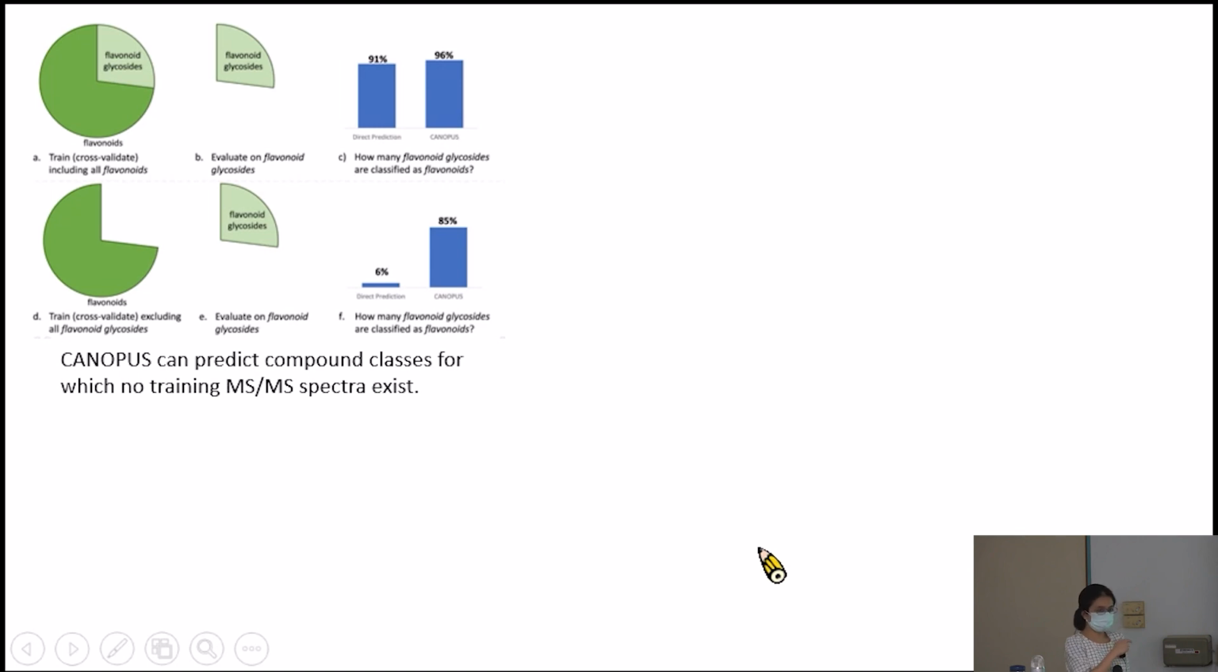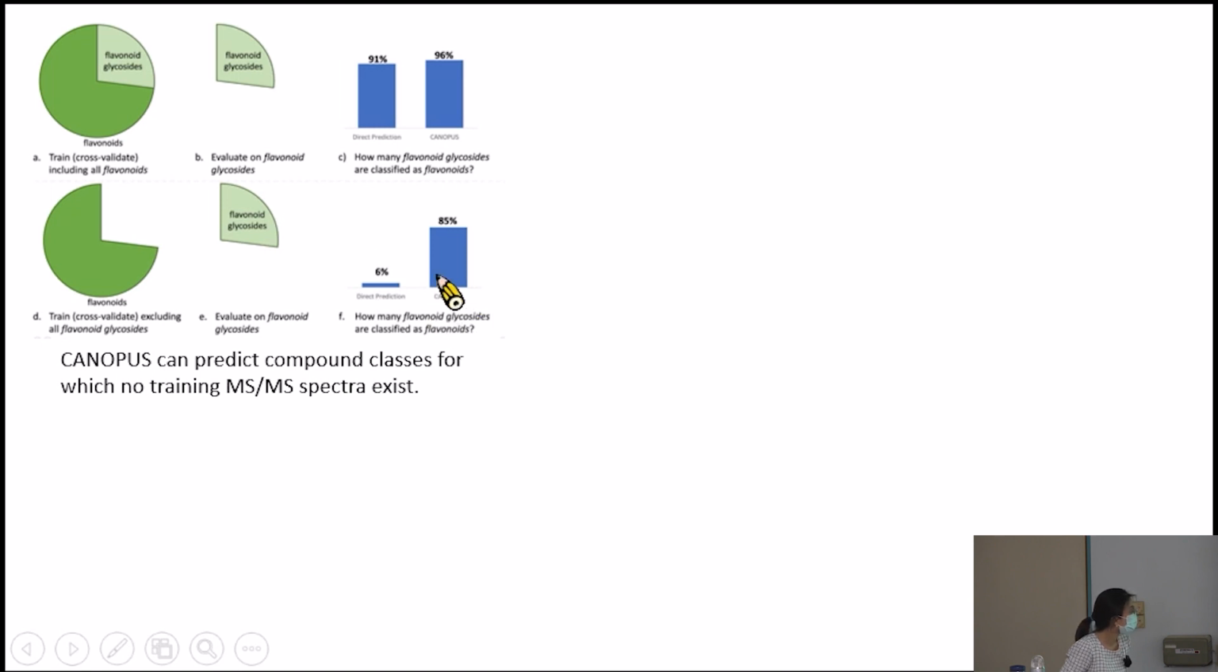But one of these tools shows a tremendous improvement in identifying the metabolites that did not show up in the library. In other words, what they did is they removed the compounds of the flavonoid glycosides. They removed these compounds, and then they retrained this model. This model already has no flavonoid glycosides.